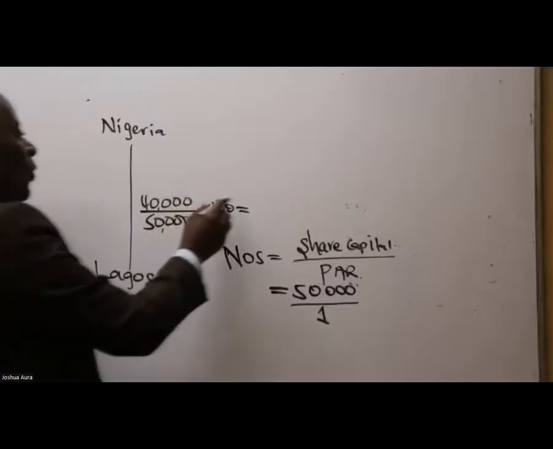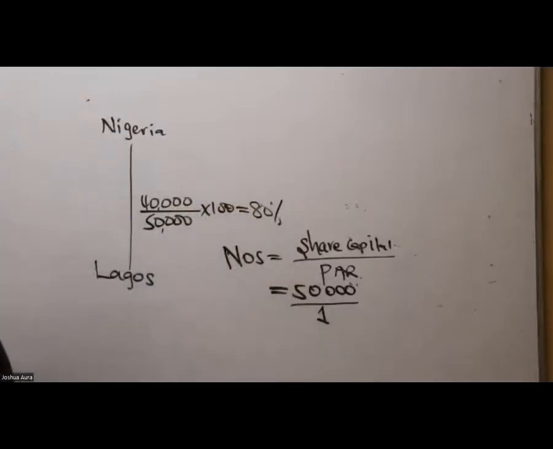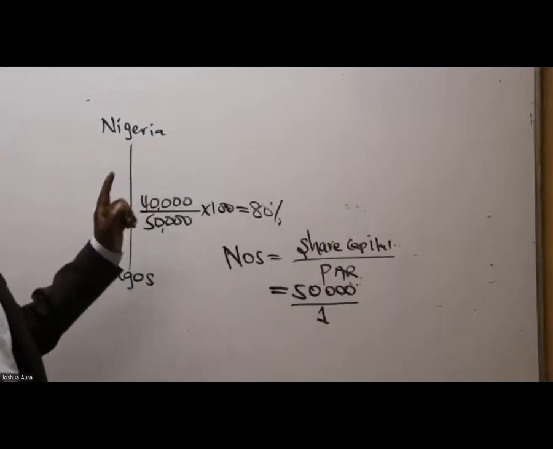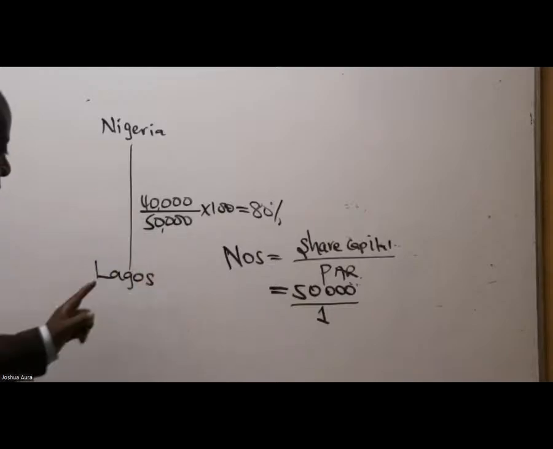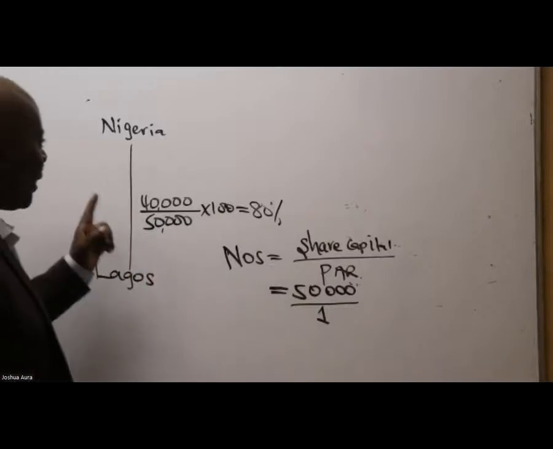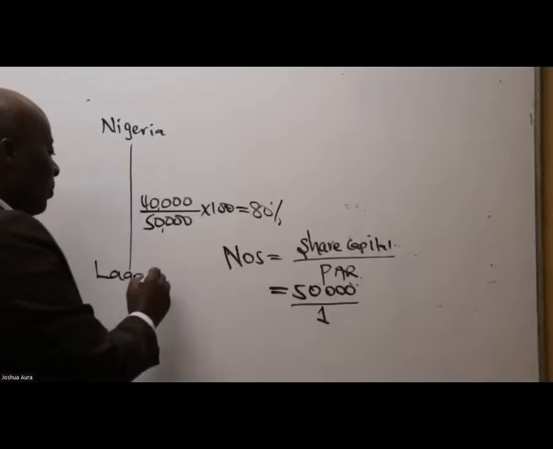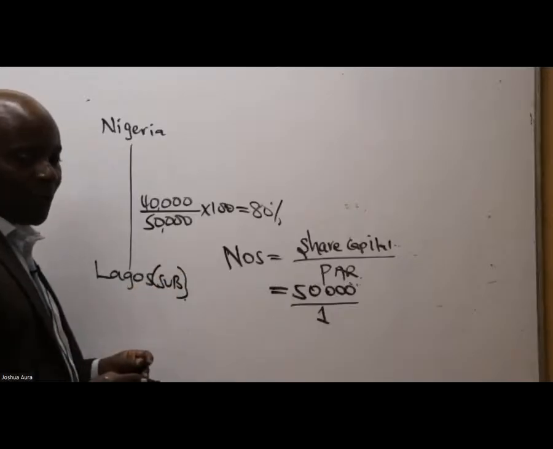So what do you think of 80%? Don't you think 80% is way too high? It is too high. Automatically, that means what here? Control. It means that Nigeria is controlling who? Is controlling Lagos. Means that Lagos automatically becomes what here? Becomes our subsidiary.